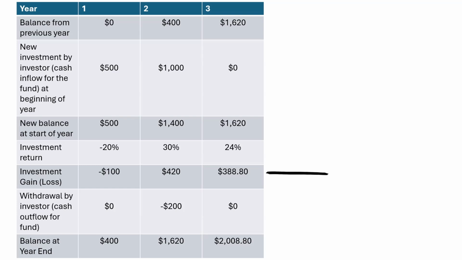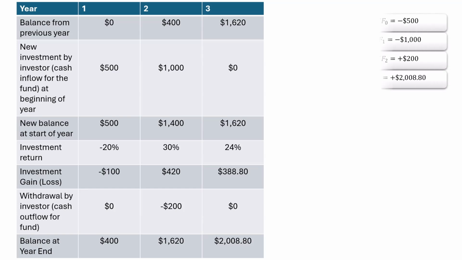The investor then made $388.80 in year 3, leaving a balance of $2,008.80. First, let's map out the cash flows for this problem. The cash flow at time 0 is negative $500, since the investor invested $500 at the beginning of year 1. The cash flow at time 1 would be negative $1,000 since another investment was made at the beginning of year 2. Since $200 was withdrawn at the end of year 2, the cash flow at time 2 is plus $200 since that is a gain for the investor.